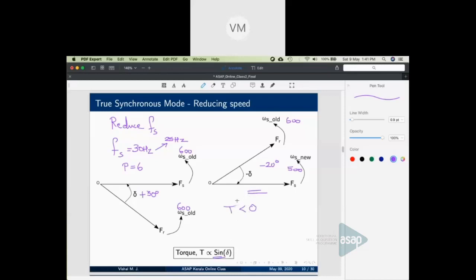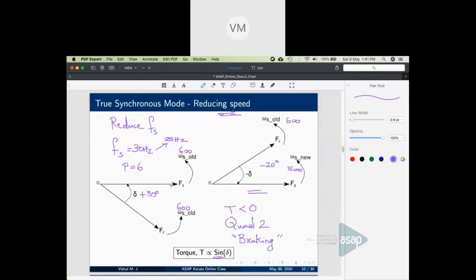What do you mean by torque is negative? Operation is in quadrant 2, second quadrant operation. And what is the peculiarity of second quadrant? It is forward braking mode. If a machine undergoes braking, what happens? The speed will reduce, and that's what we want.